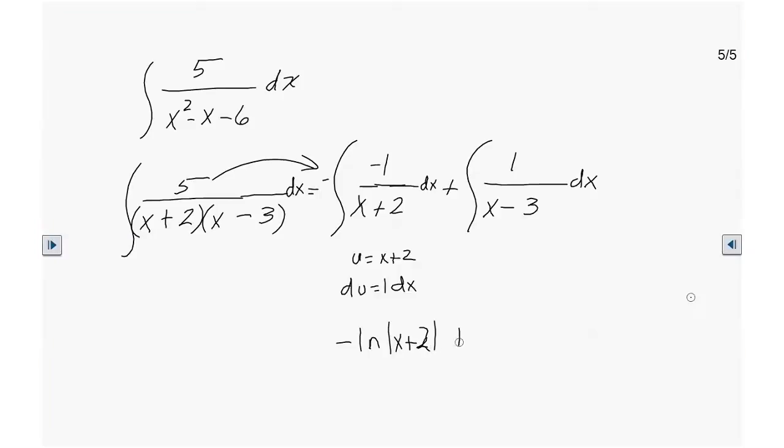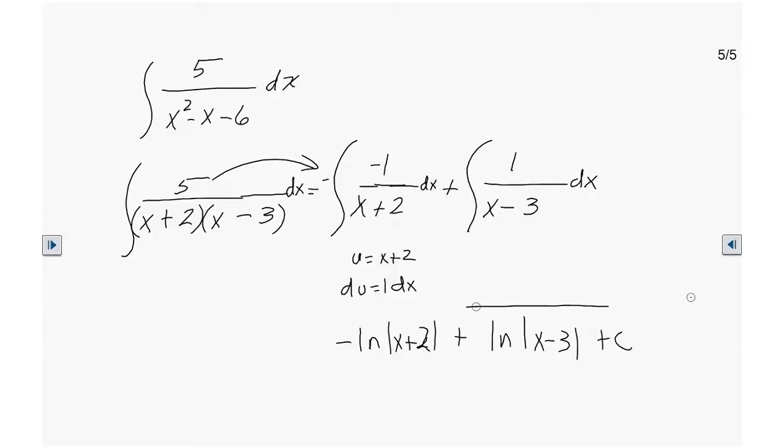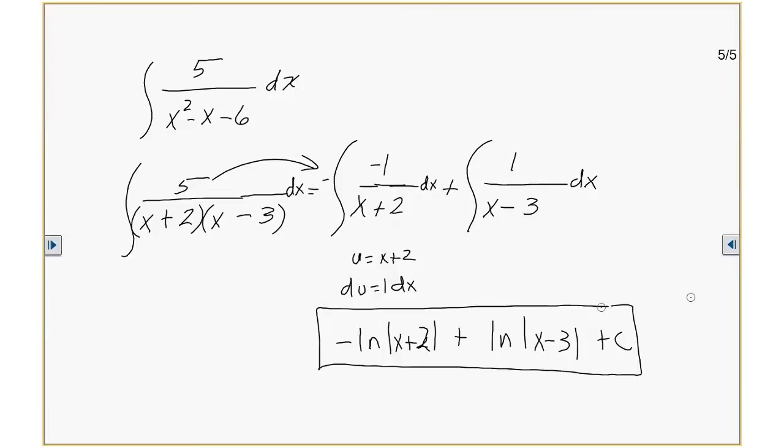Plus natural log of what? x minus 3. All right, now look at it and see if you have any questions. Now you see why you need to know partial fractions, because you can't do that any other way.